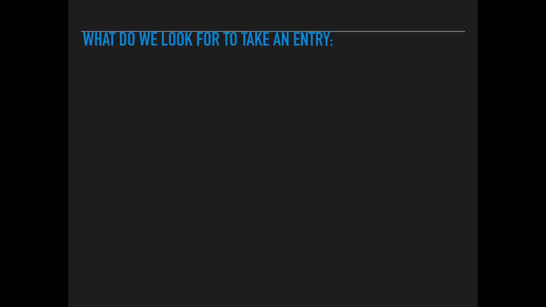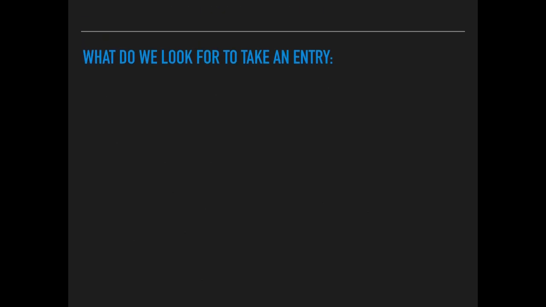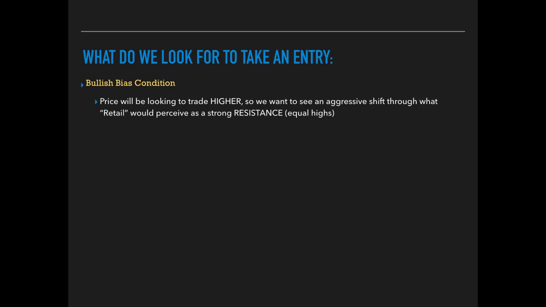So now, what exactly do we look for when that happens, when we look to take an entry? I'm going to go over bullish bias conditions first. Basically, because we're bullish, price is looking to be trading higher, right? So we want to see an aggressive shift through what retail would perceive as a strong resistance. That would be, of course, equal highs, M's, double tops. Retail is going to look at that and look to sell. But because we're in a bullish bias condition, which we've determined beforehand, we know that price is going to be willing to trade through that and break those highs.